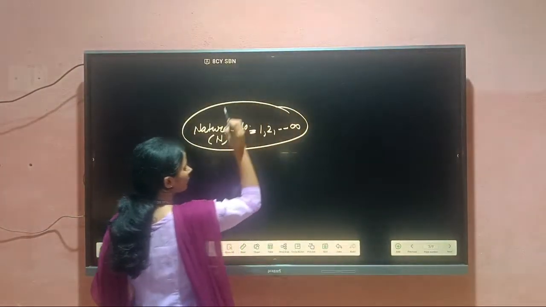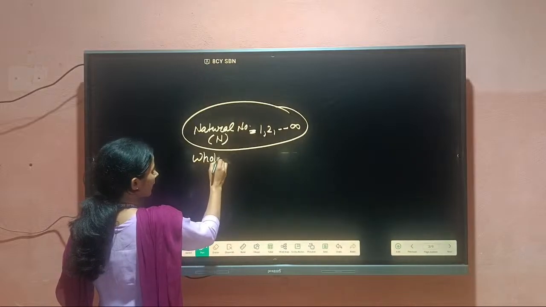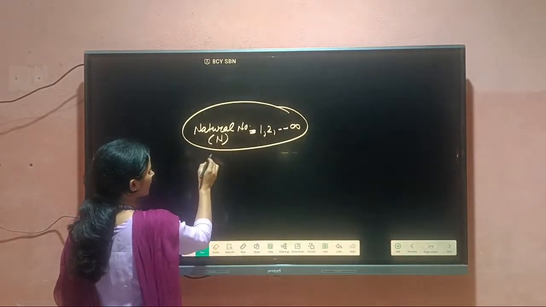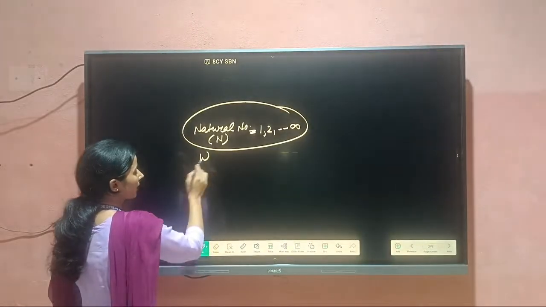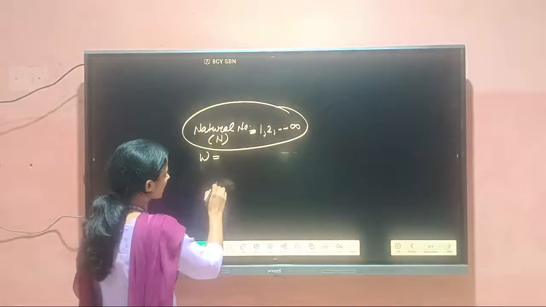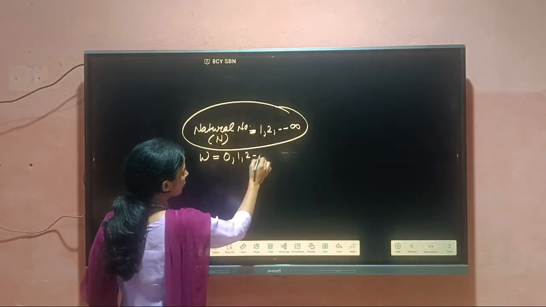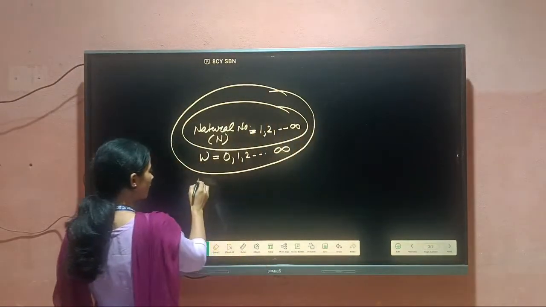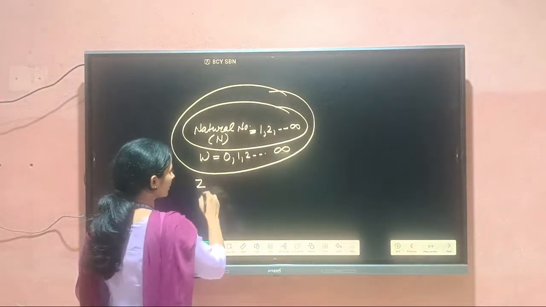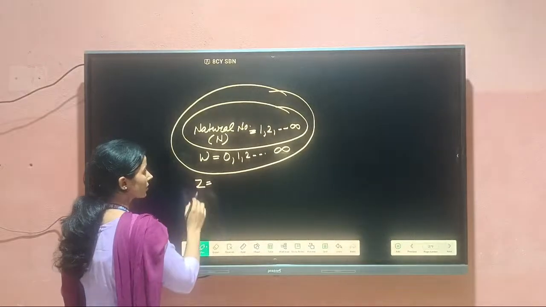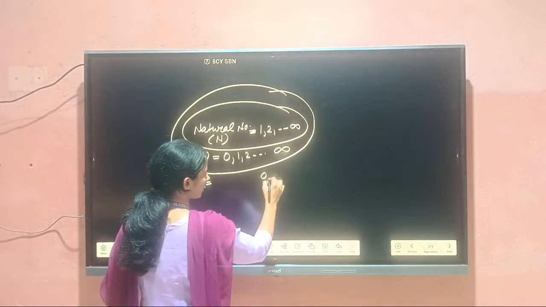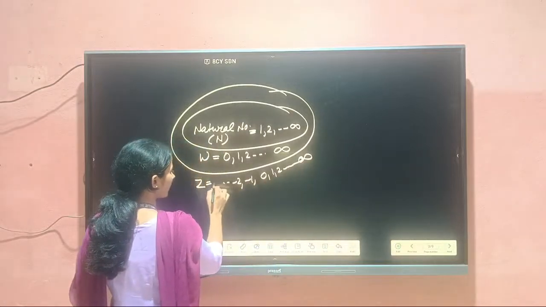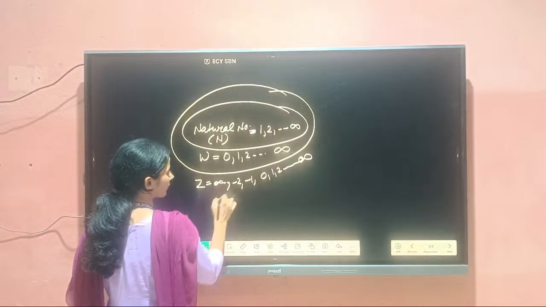Okay. After that, whole numbers, denoted by W. These are such real numbers which start from 0, 1, 2 and go up to infinity. Okay. After that, integers. Integers are denoted by Z. These are whole numbers along with their negatives: -1, -2, up to minus infinity.